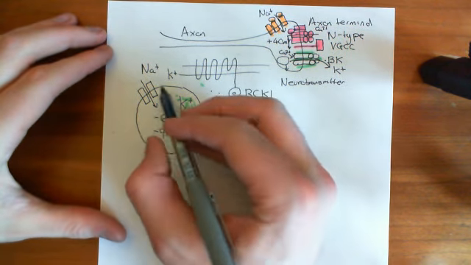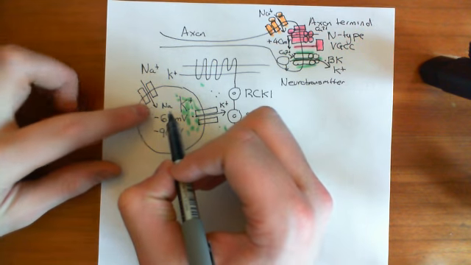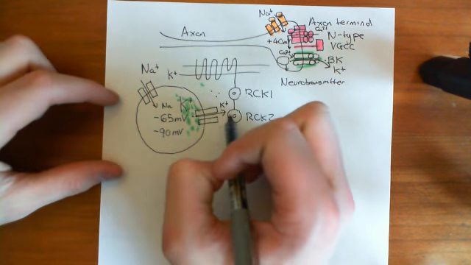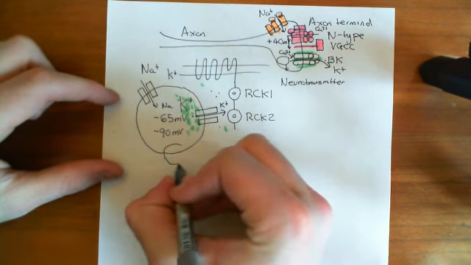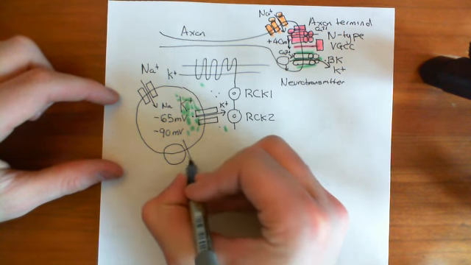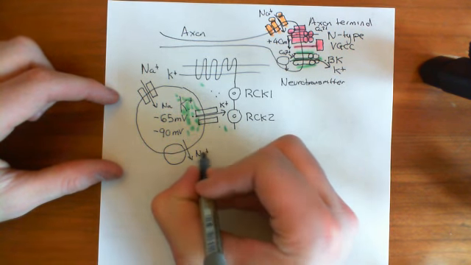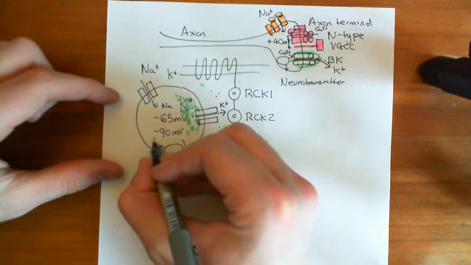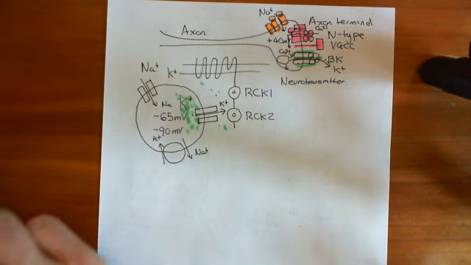Now, of course, the ionic movements aren't equal. You've still got a net movement of sodium in and a net movement of potassium out, but the solution to that is just to put a pump in, which then moves the sodium out and moves the potassium back in, and that's what the sodium-potassium pump is, basically.